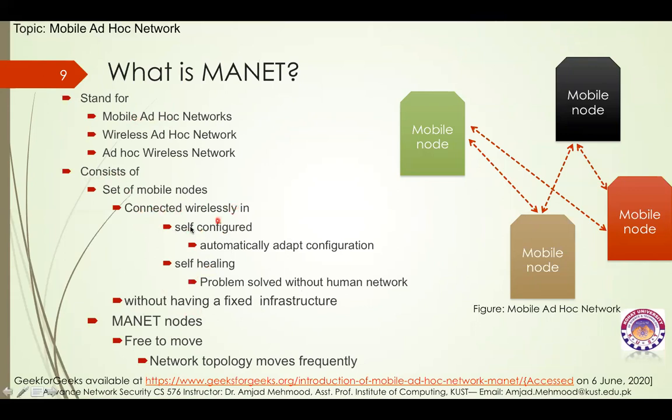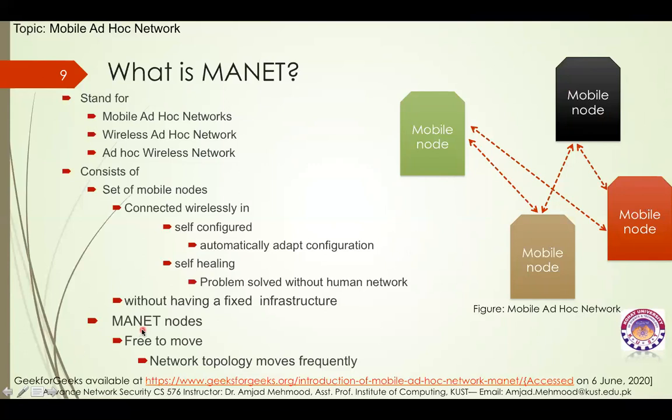So they are connected wirelessly in a self-configured way, which means they automatically adapt to configuration. And self-healing means problems are solved without human intervention or involvement, because no human will be involved in such a network. Like you see that we have four nodes here. As I explained in my previous example, when all these four get ready, they search for each other, then they synchronize, then they start sending messages to each other. So this network will be formed, and it does not need any human intervention. They adapt the configuration settings directly. So we call this a self-configured and self-healing network.